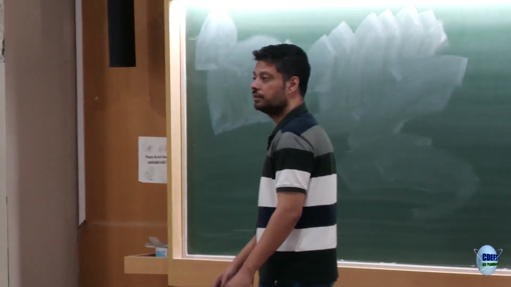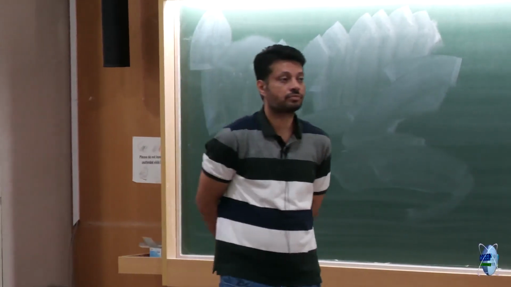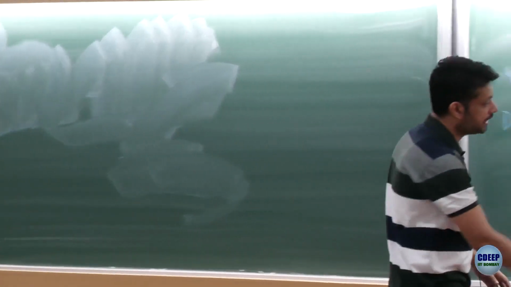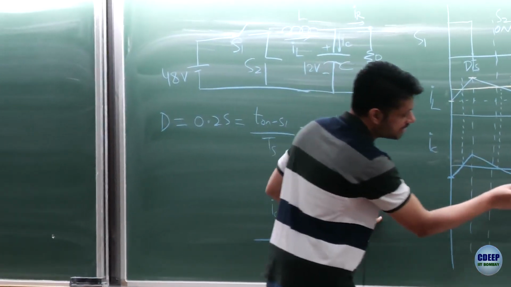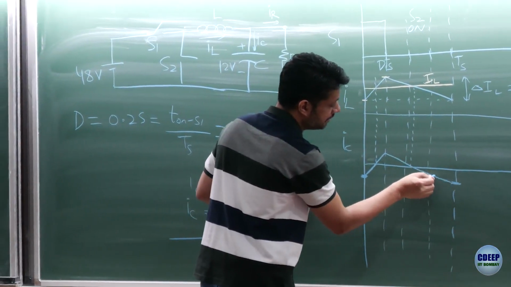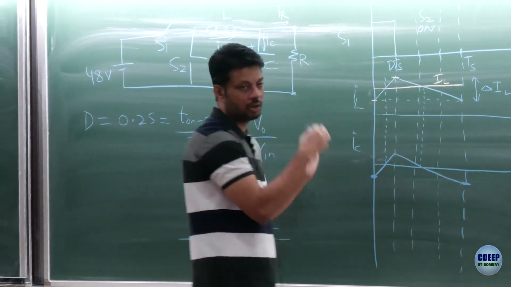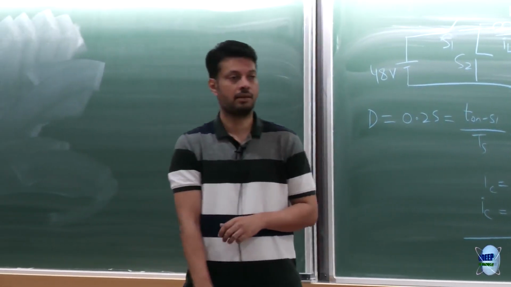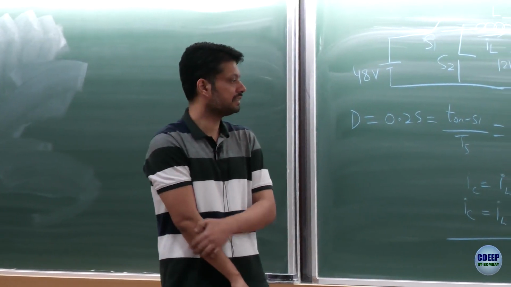Is that okay? Any doubt? Yeah, of course this point and this point is the same. This is almost a straight line. We have assumed all the components to be ideal, so all these slopes are almost straight line slopes. No saturation, no resistance in series.